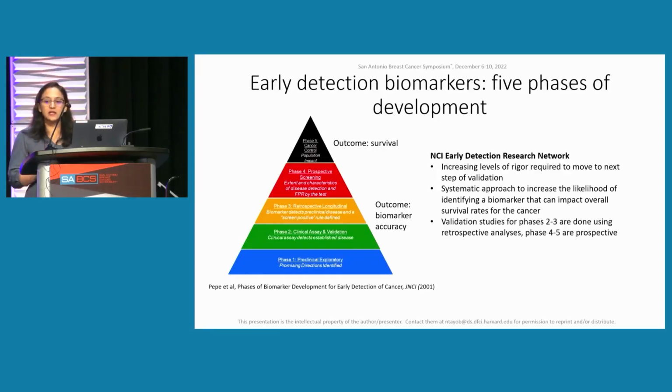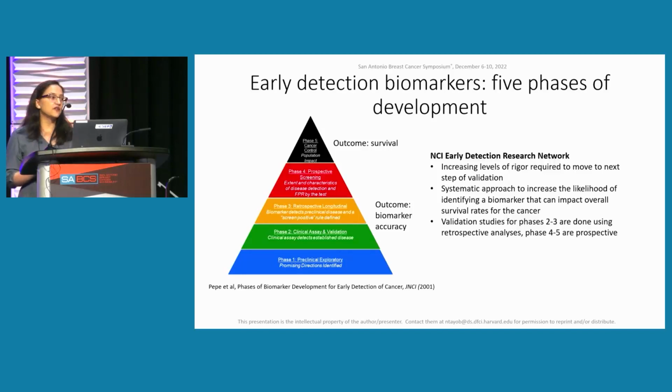Their goal is basically that we have increasing levels of rigor required to move to the next step of validation, and a very systematic approach to increase the likelihood that we actually have a biomarker that can impact overall survival. So the way the approach goes is that for phase 1, at the bottom of the pyramid, you've got the preclinical exploratory studies. So you've got promising directions identified.